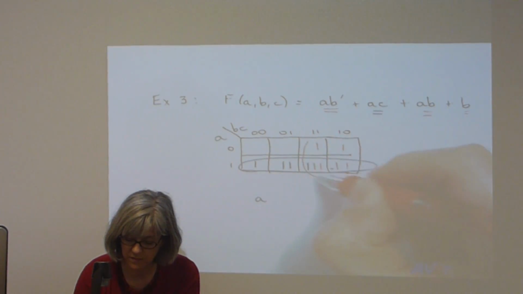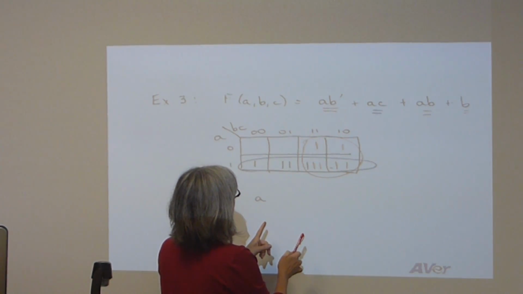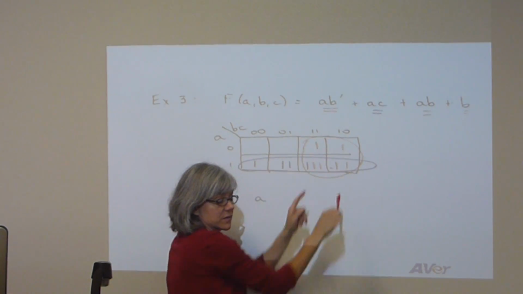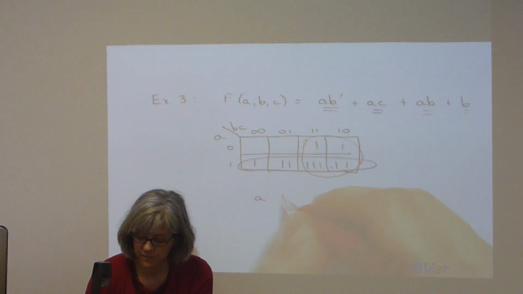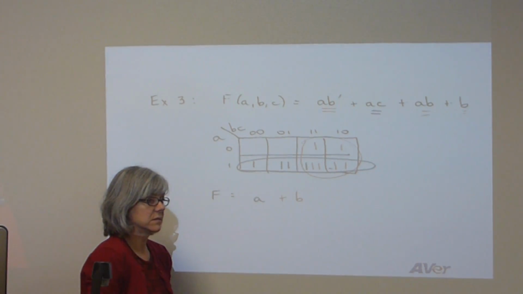And then what about this one? I see this one. What's constant in that one? I think B is 1. C doesn't matter, and A doesn't matter. So that's just B. So F, in this case, simplifies to A or B.